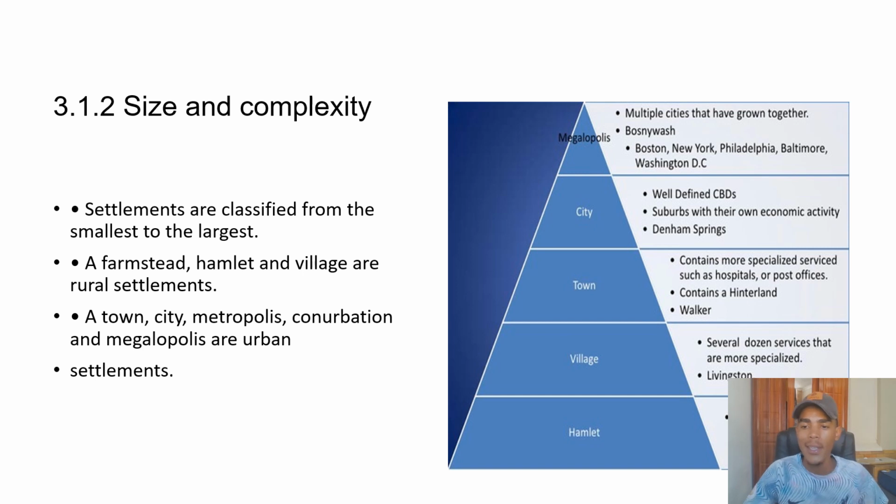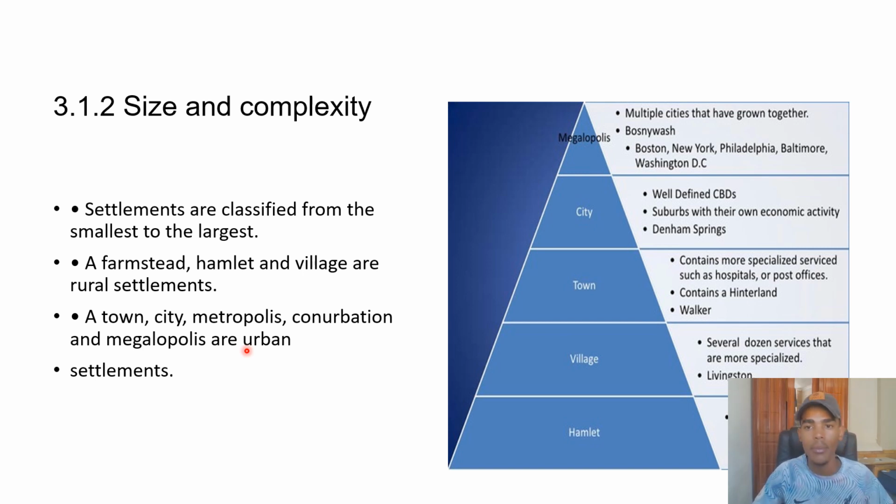So, as we were saying, the size and the complexity of the settlement determines what type of settlement it is. So settlements are classified from the smallest to the largest. A farmstead, a hamlet, and a village are rural settlements. We must not forget that. A town, a city, a metropolis, a conurbation, and a megalopolis are urban settlements.